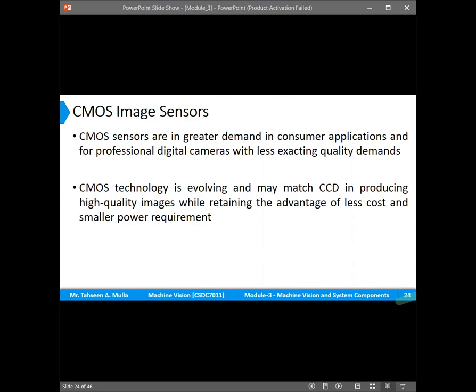So in future, we may say that CCD, producing high quality images while retaining the advantages of less cost and smaller power requirement, may replace CMOS image sensors also. But on the other hand, both image sensor technologies are good. So we can have two different circuitries. From one circuit, we can have high quality image pixels, and from the other image sensor we may have a faster transfer rate and less power consumption. In this way we can use both kinds of technologies to help our applications.